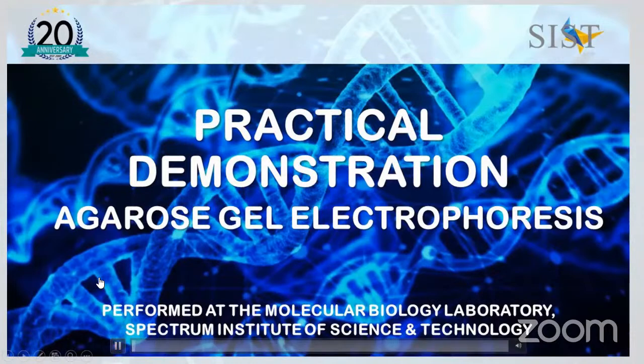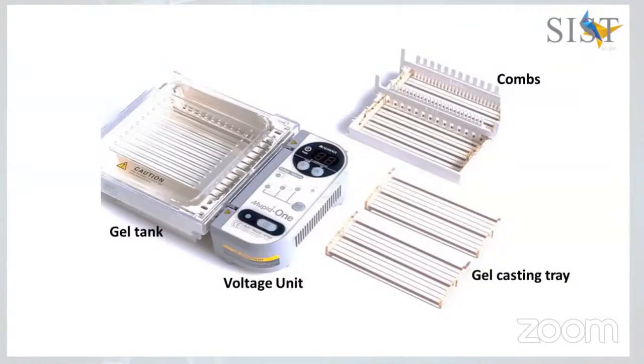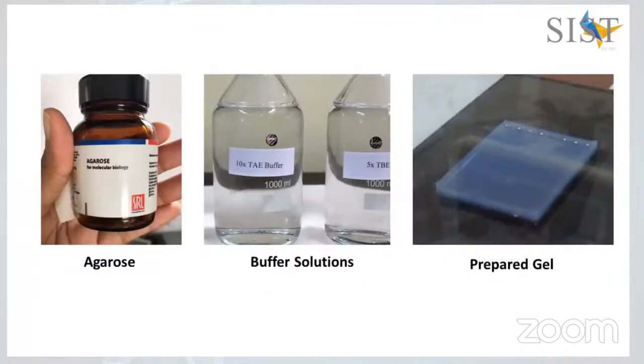Welcome to the practical demonstration on Agarose Gel Electrophoresis. All laboratory procedures were conducted at the Molecular Biology Laboratory at Spectrum Institute of Science and Technology. To perform Agarose Gel Electrophoresis, we will require the gel casting tray, combs, the voltage unit, and the gel tank. Before we commence the agarose gel electrophoresis, we have to prepare the agarose gel.